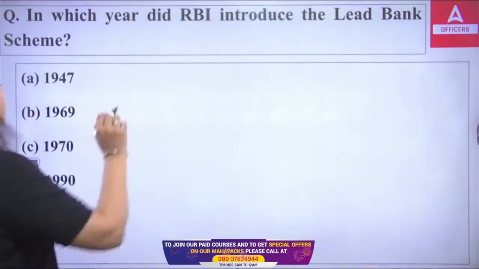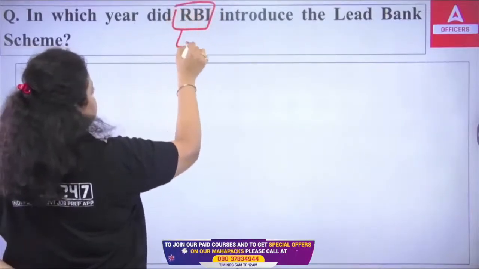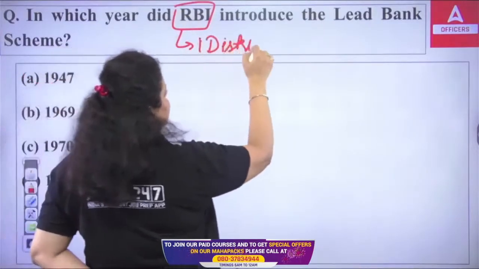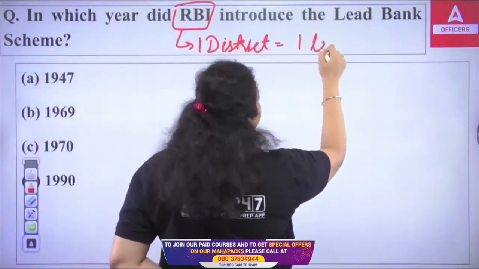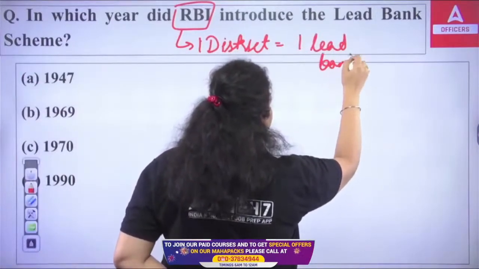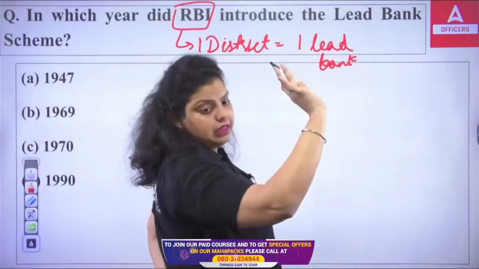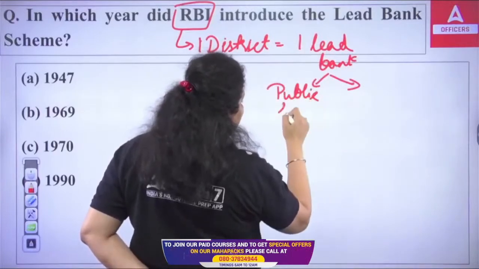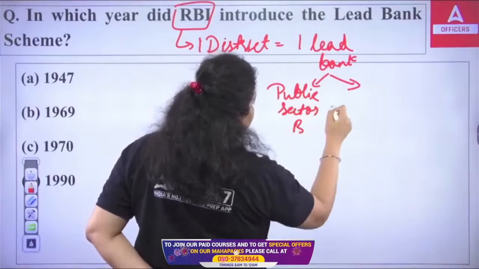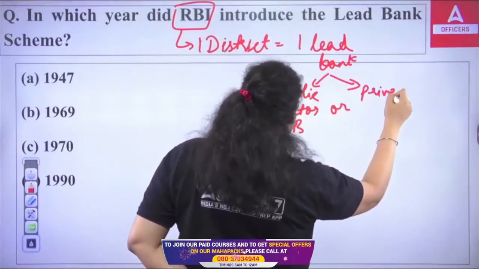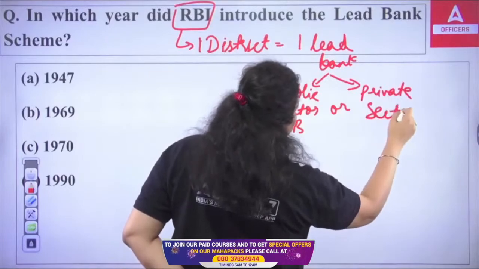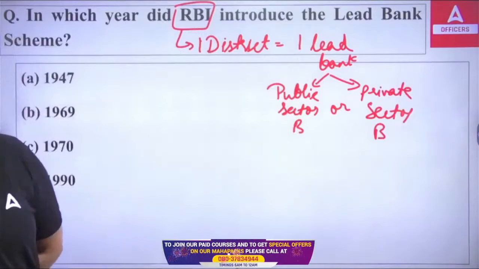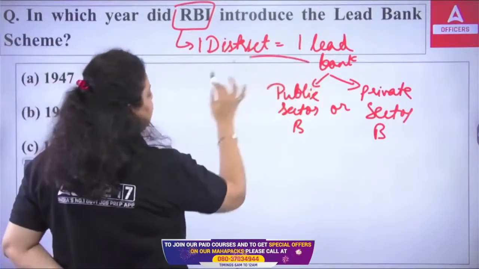Now, what is lead bank scheme? First of all, it was introduced by RBI, and in this scheme, a particular district will have one lead bank. One district will have one lead bank. And this lead bank can be formed from the public sector banks or the private sector. Either a public sector bank or a private sector bank will be formed as a lead bank in a particular district to promote that district.